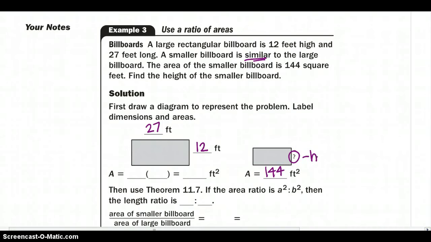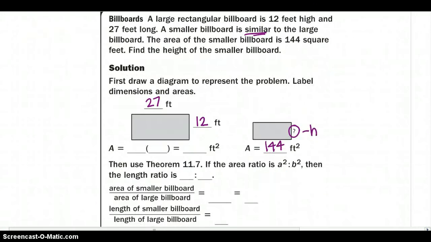So right now, do we have anything in common? It doesn't look like it, but you can find something in common. Since we have the height and our base, we know that we can find the area of this larger billboard. So we could say 27 times 12 would give me an area of 324 feet squared for my larger billboard. Now we have 2 things in common, so we can do what? We can set our ratio up.